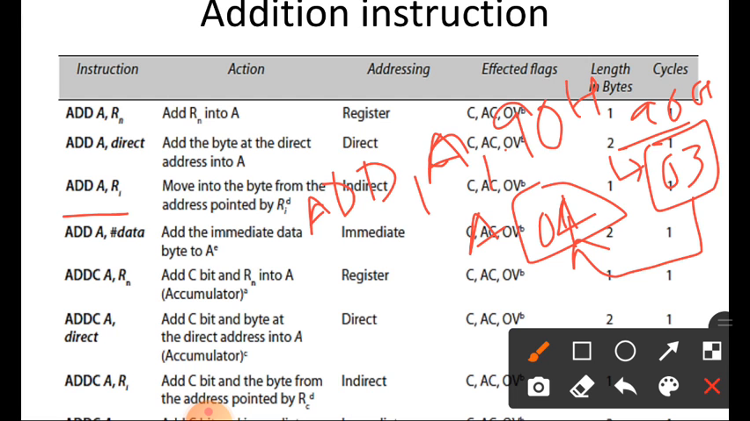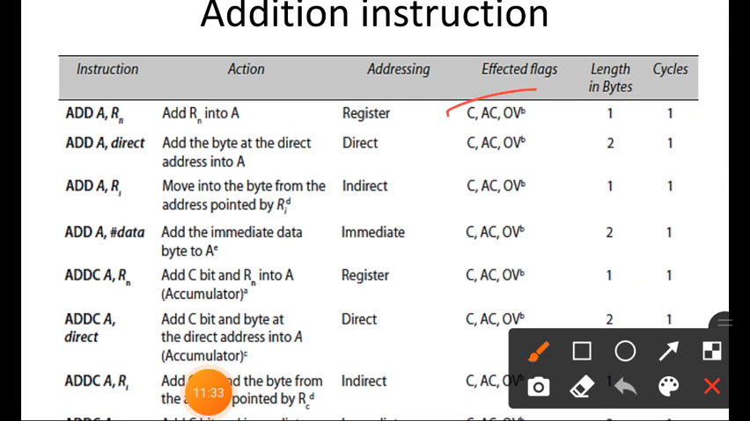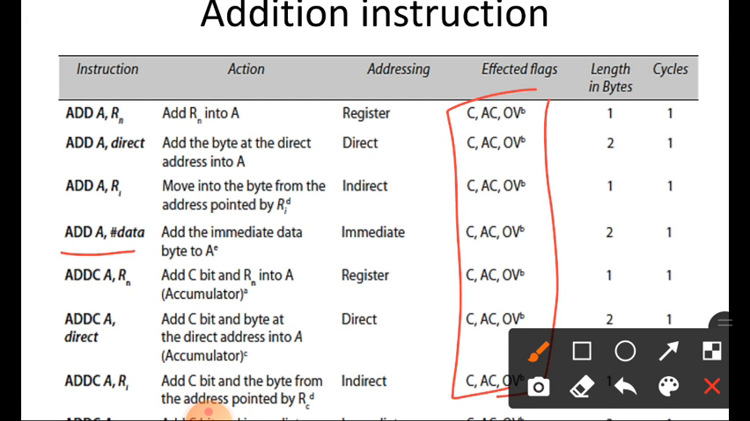Then ADD A comma @R1. Here the register contains the address, and the content of that memory location will be added with the accumulator, and the result will be stored in the accumulator. All these flags are affected: carry flag, auxiliary carry flag, and overflow flag. Then ADD A comma hash data. Here the immediate data will be added with the accumulator.